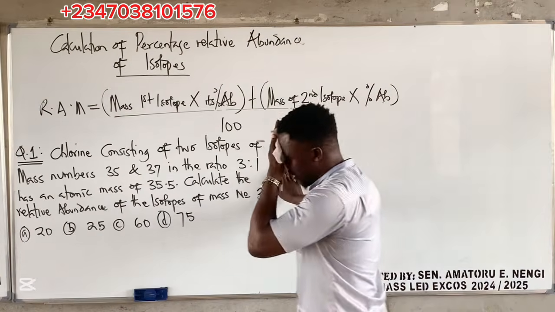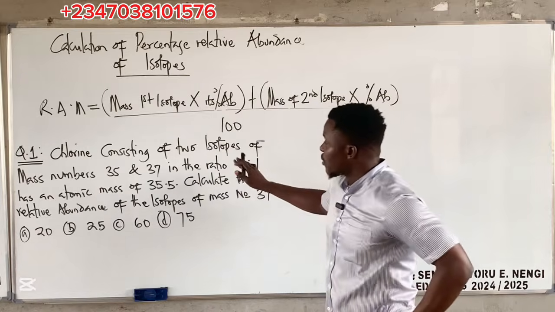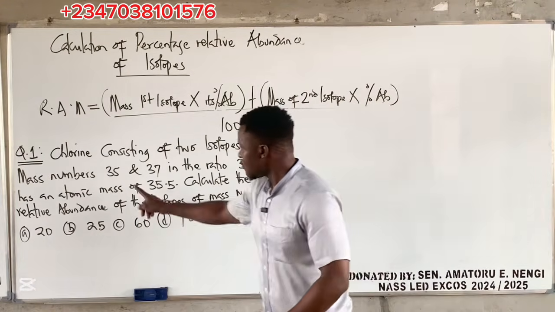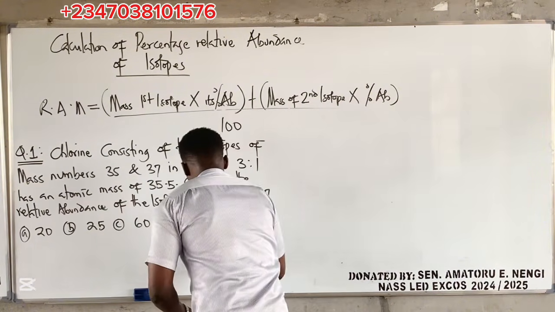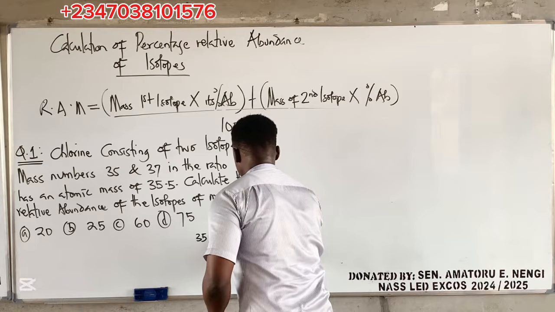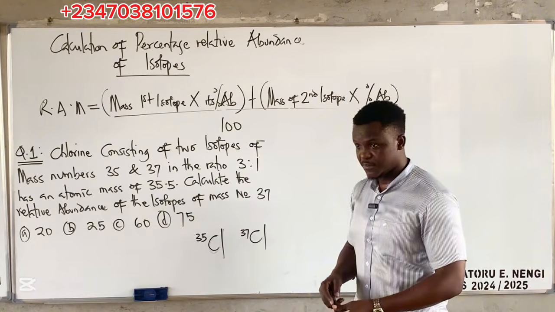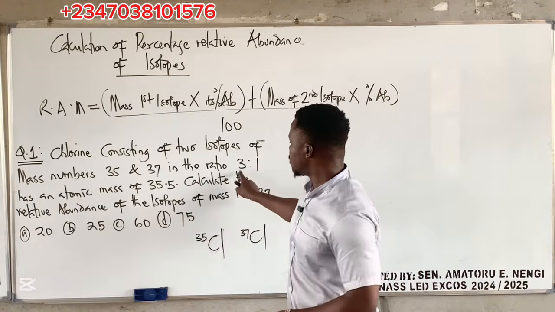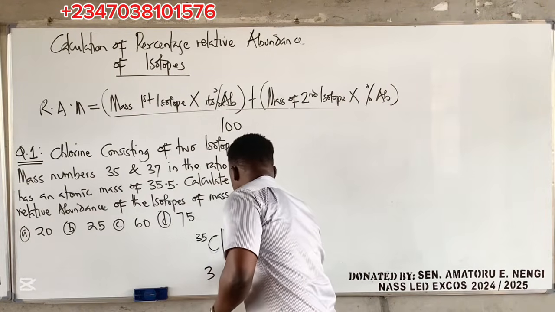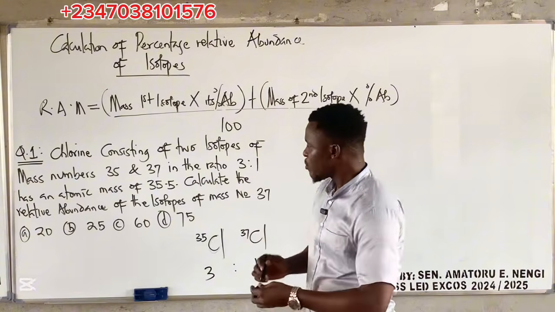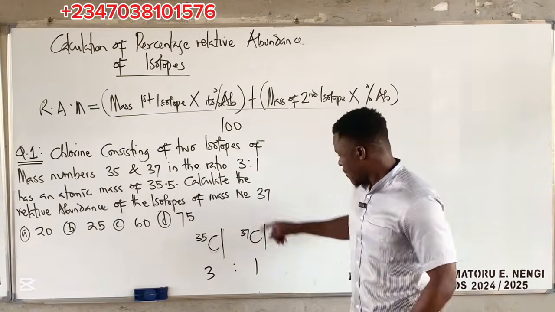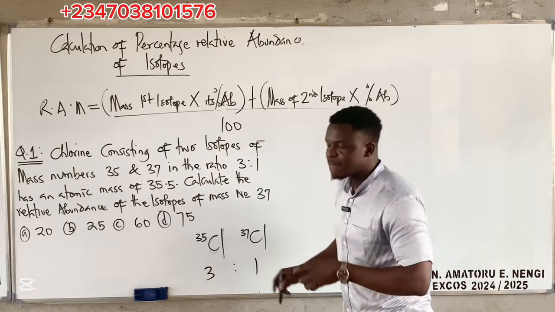Class, we have a question here. They said, this is the formula. Chlorine consists of 2 isotopes, Cl-35 and Cl-37. Is it not so? Now, in the ratio of 3:1, this is 3, and this is 1, right? Now, they said, calculate the relative abundance of mass number what? Which is this one, right?